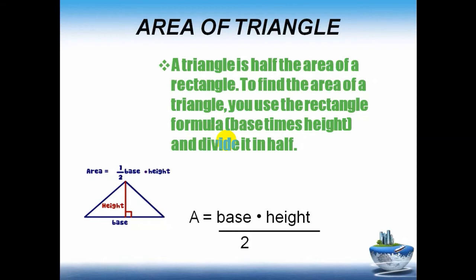Triangle is a half of a parallelogram. Triangle is a half of a rectangle. So since the area of a rectangle is equal to length multiplied by height, the area of the triangle will be equal to length multiplied by height divided by 2. Length means the base, so base multiplied by height divided by 2 is equal to the area of a triangle.